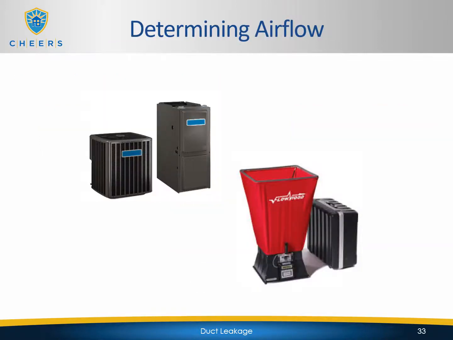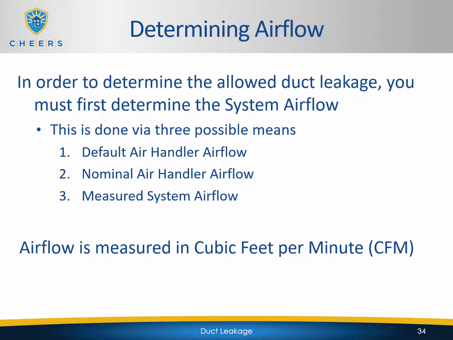Now we're going to be talking about determining nominal airflow for the system. In order to determine the allowed duct leakage, you must first determine the system airflow. This can be done by one of three possible means. The first one is default air handler airflow, second is the nominal air handler airflow, and third, the measured system airflow. Airflow is always going to be measured in CFM.